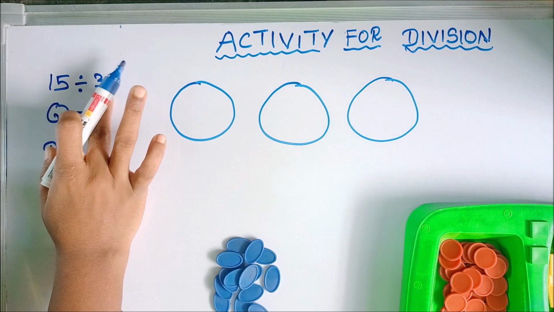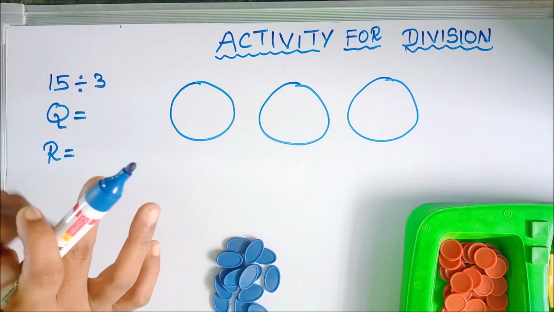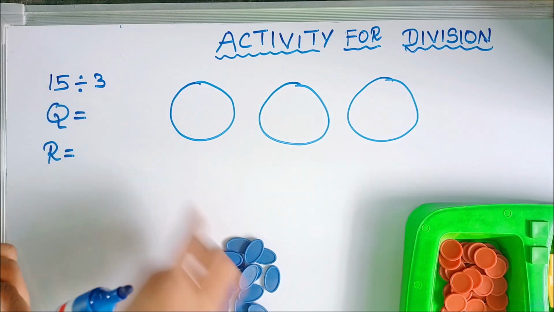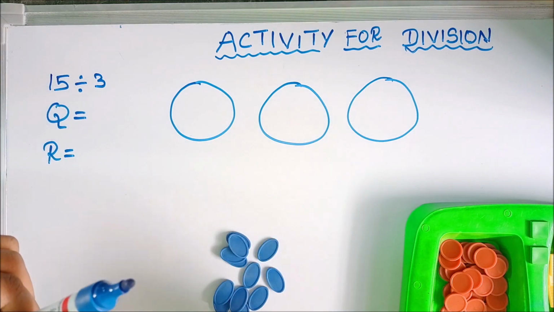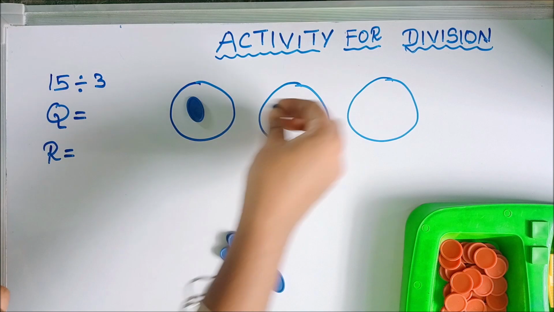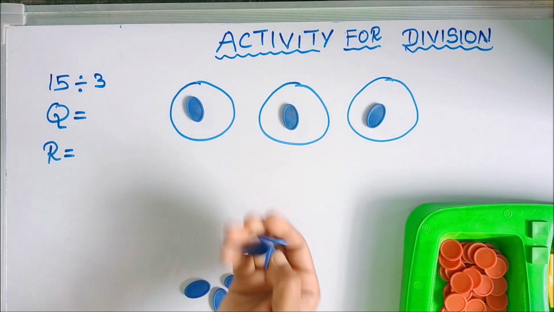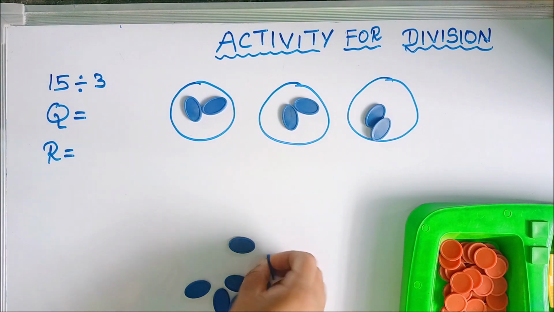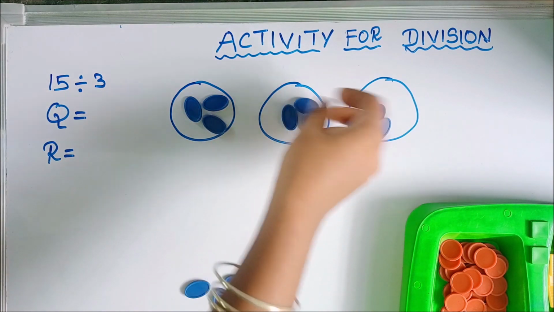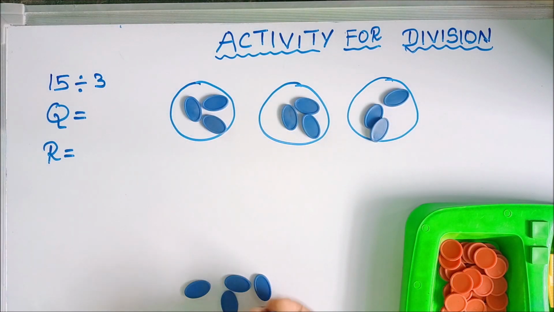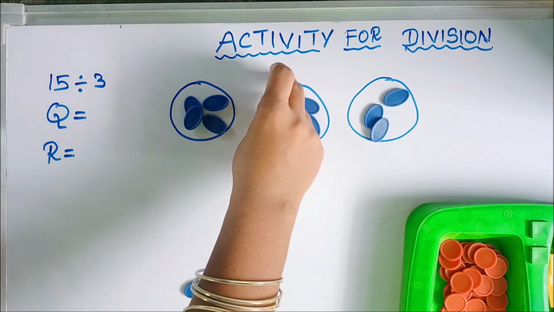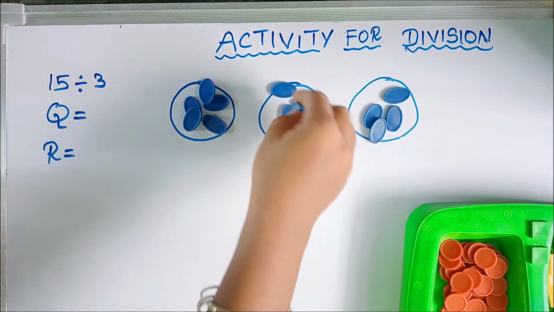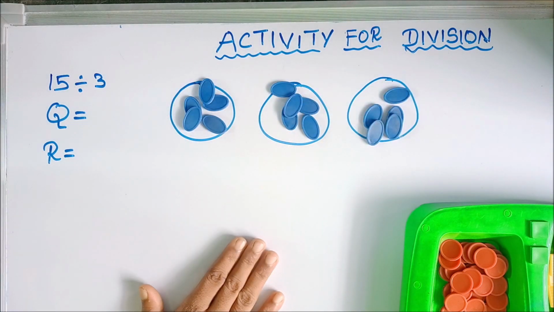So you have to divide the 15 into 3 equal parts. For that you have to take the 3 pieces of this shape. First I am taking 3 and giving 1 to each part. 1, 2, 3. Again you have to take 3 and give 1 to each one, and repeat until there are no remaining pieces.